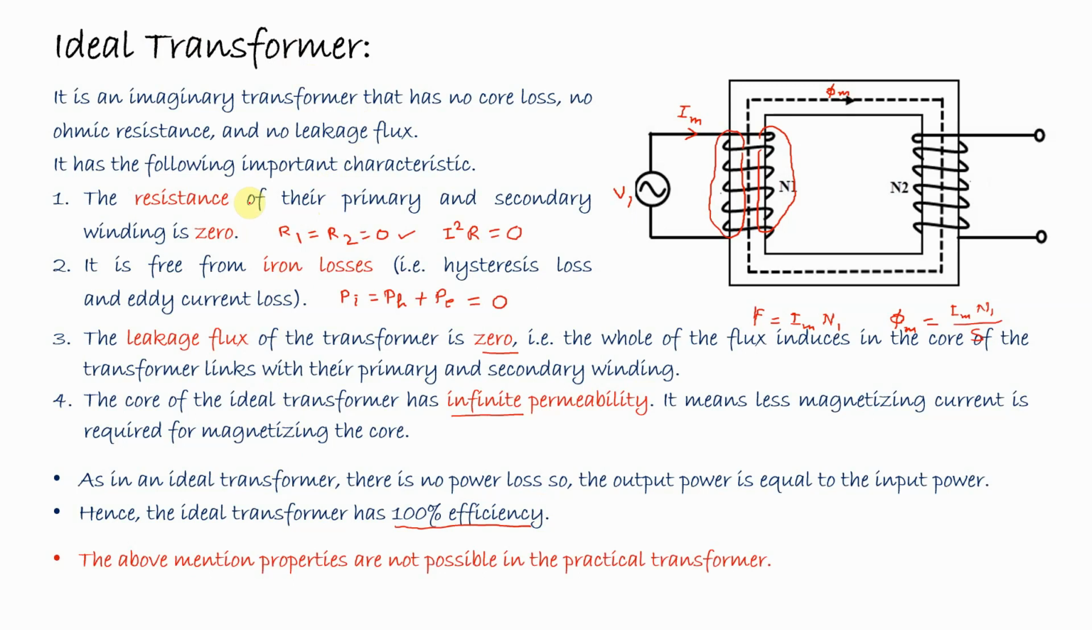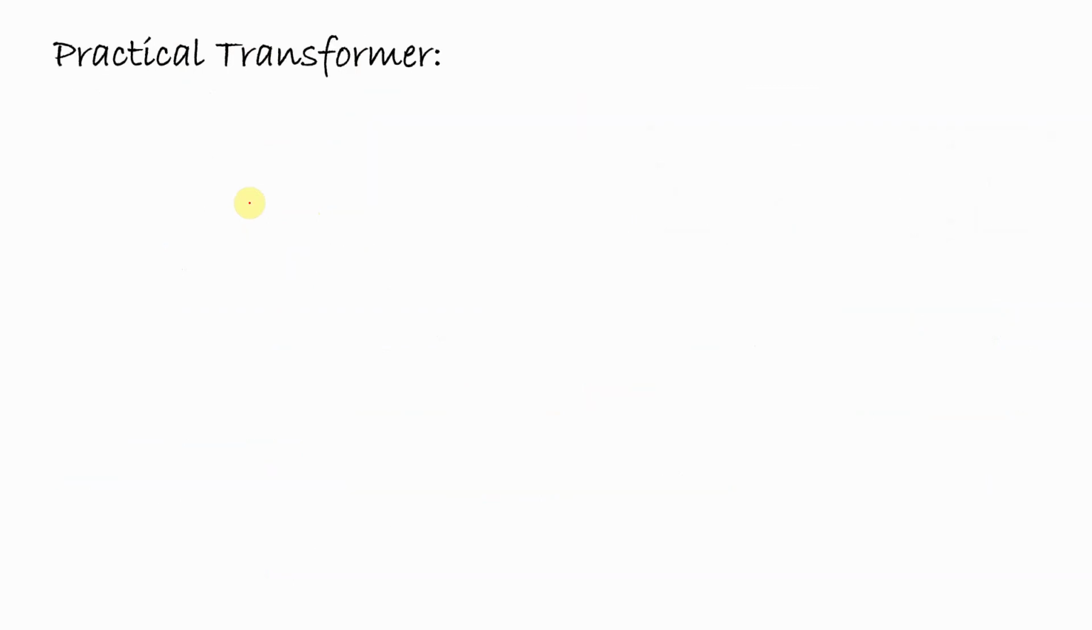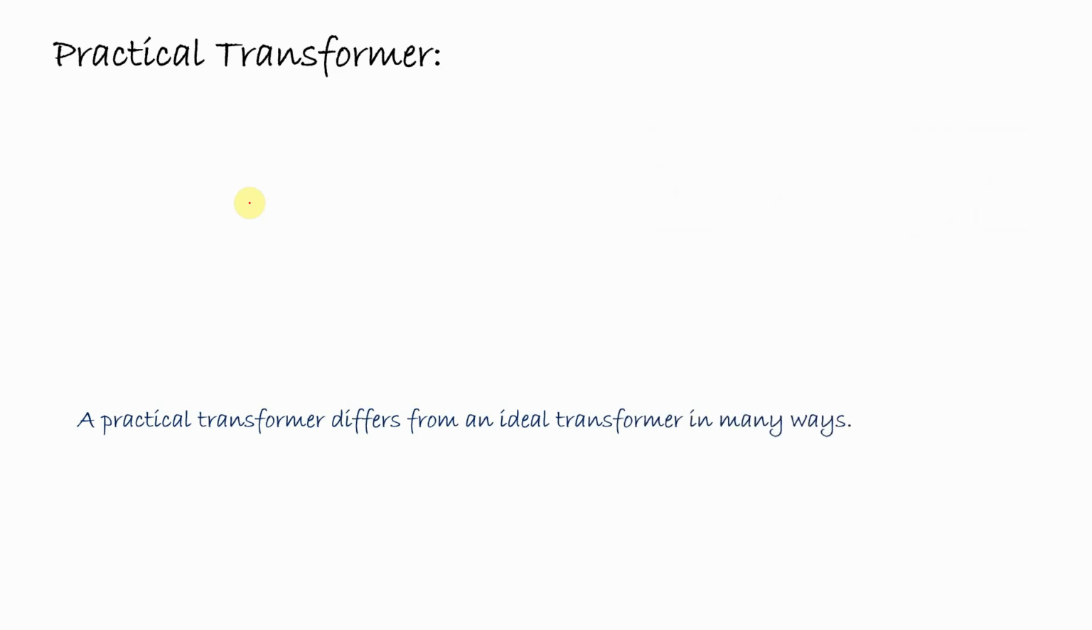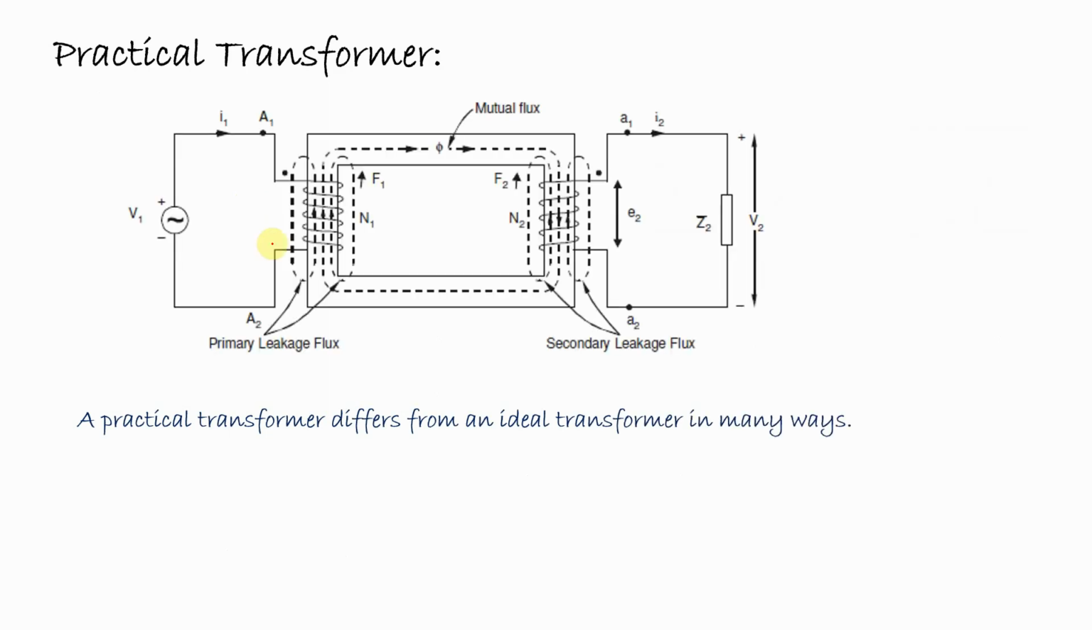So what is the actual transformer or practical transformer? The practical transformer basically differs from the ideal transformer in different ways. Let's see the figure. Here, this is the circuit diagram of a practical transformer. N1 and N2 are the number of turns in primary as well as in the secondary side.